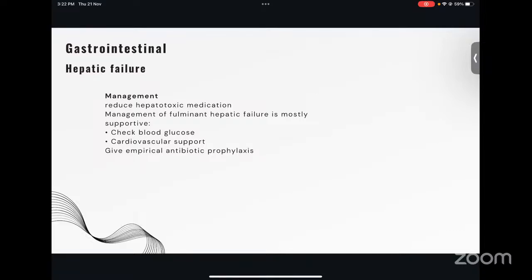Management of hepatic failure: reducing hepatotoxic medication is usually required. Management of permanent hepatic failure is mostly supportive. Check the blood glucose frequently and replace as indicated. Cardiovascular support is required, along with pulmonary artery catheter insertion and stroke. Give empiric antibiotic prophylaxis.